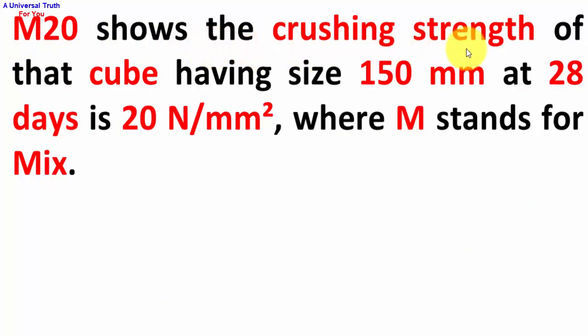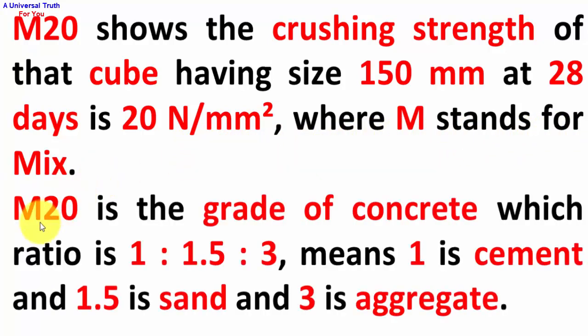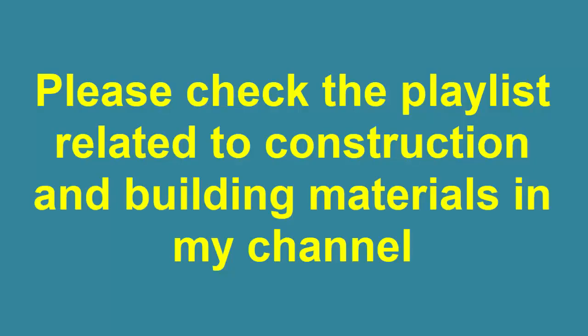M20 shows the crushing strength of a cube having size 150 mm at 28 days is 20 Newton per square mm, where M stands for mix. M20 is the grade of concrete whose ratio is 1:1.5:3, which means one part is cement, 1.5 parts is sand, and 3 parts is aggregate. So dear friends, this is mixture of concrete.